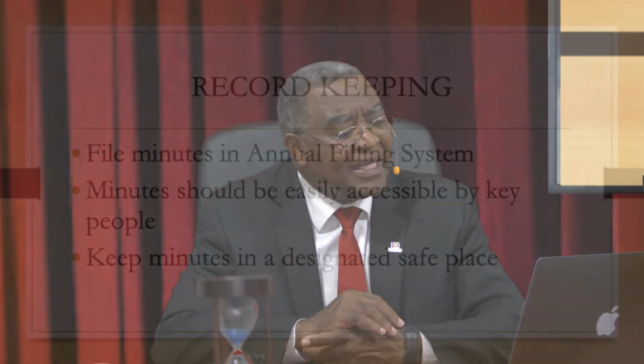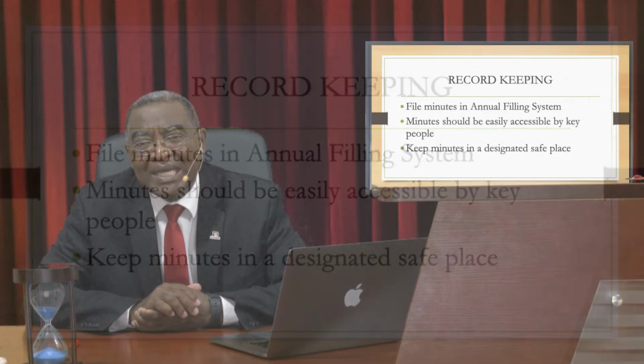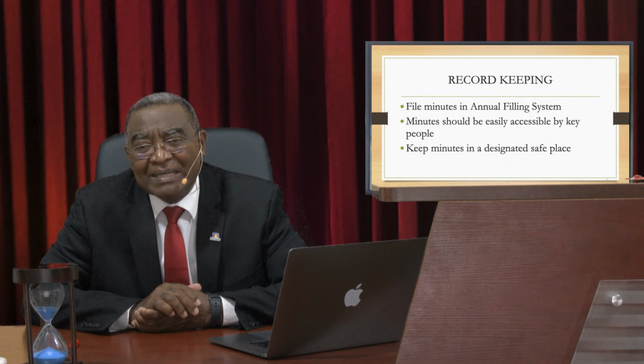That way, they are easily accessible. You are able to say, who were our church board members in 2013? You just go to the 2013 folder and you see it there. And you say, oh, okay, so this is what happened. Lastly, keep minutes in a designated safe place. A place that is fireproof, where rats cannot go and eat the papers.